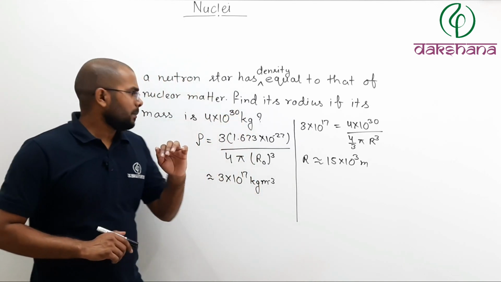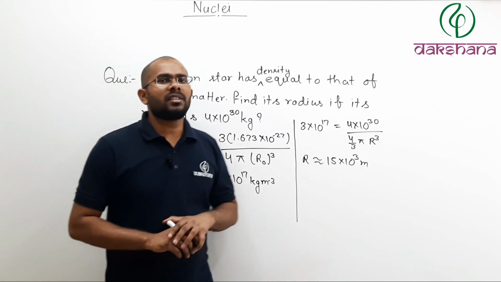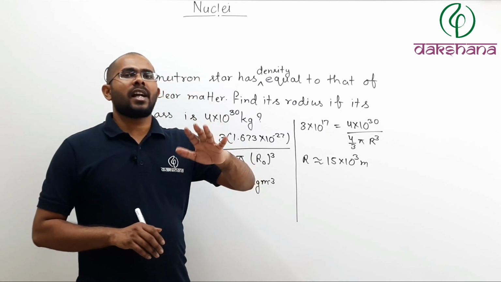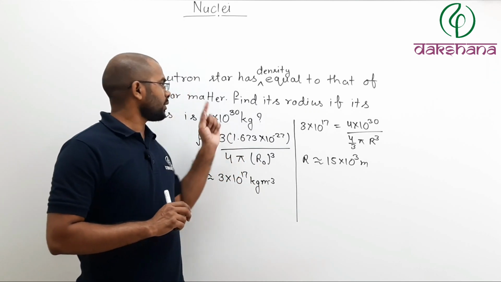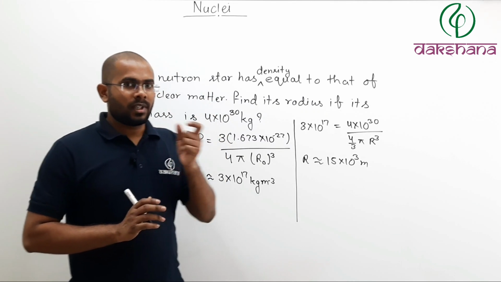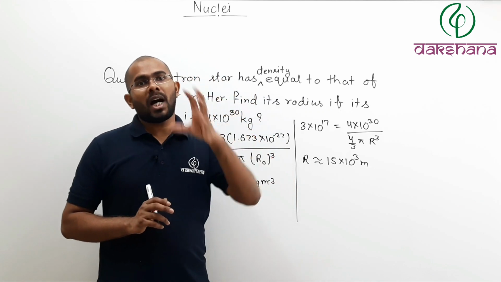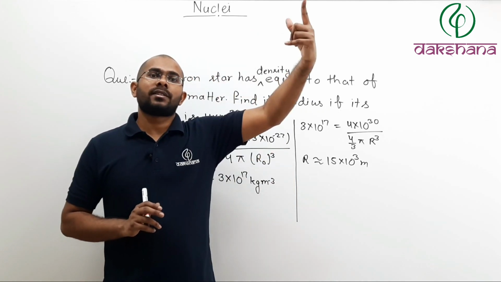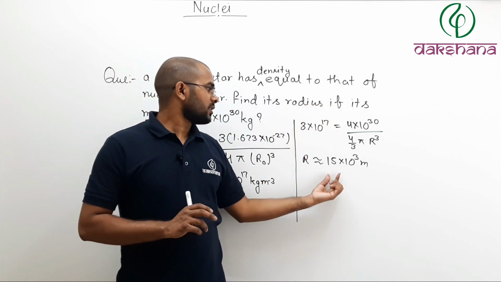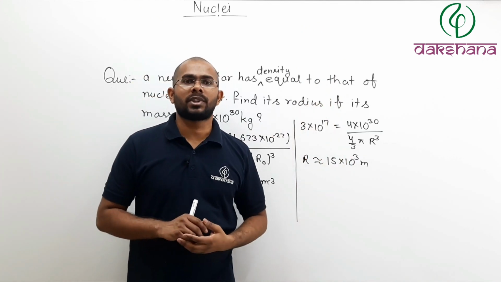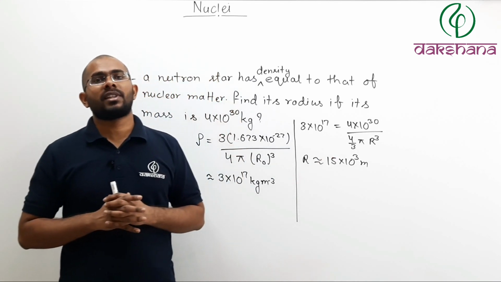And if you look it up, this mass, 4 into 10 to the power 30 kg, is around twice that of our sun. Our sun's mass is 2 into 10 to the power 30 kg. So see how dense a neutron star is. It has mass double that of our sun, but its radius is just 15 into 10 to the power 3 meter, just 15 kilometers. So that's how dense this nucleus is.